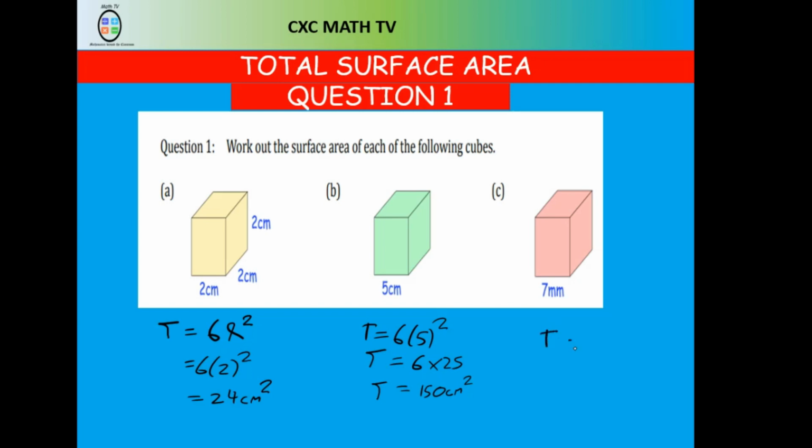Right here, total surface area is 6 times 7 squared. 7 squared is 49. I need to work out 6 times 49, so let's just do it quickly here. I don't have my calculator with me. That's 9, 6, 54, 6 fours, 24 plus 5, 29, and I hope that is correct, 294 centimeters squared.